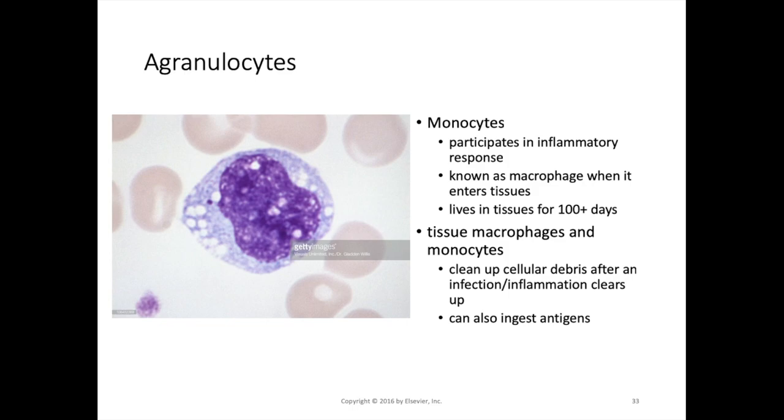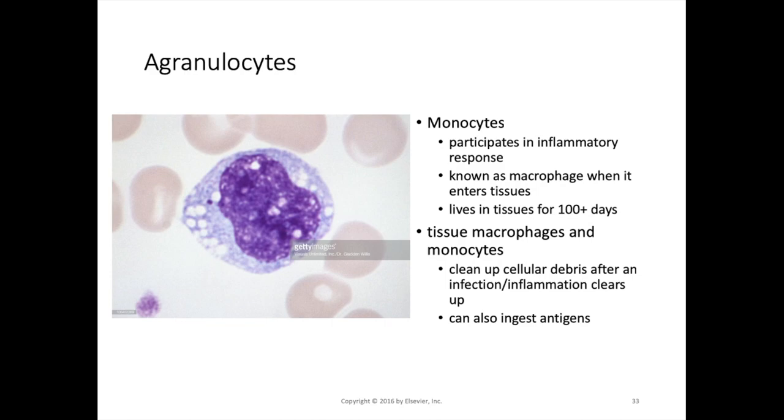Monocytes are quite different. They participate in the inflammatory response. As soon as they jump out of the bloodstream, they're known as a macrophage. So they jump into the tissue and they start eating away. They start dissolving old neutrophils. They'll take on old red blood cells, bacteria, etc. And they can actually live in the tissue for more than 100 days, which is crazy. That's a long time. Tissue macrophages and monocytes overall, their main goal is to clean up cellular debris after an infection or inflammation clears up.